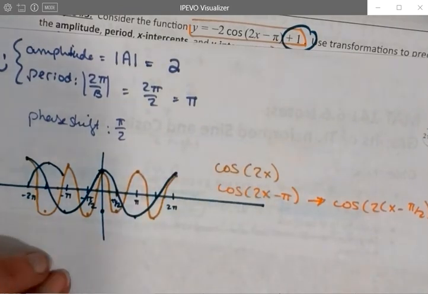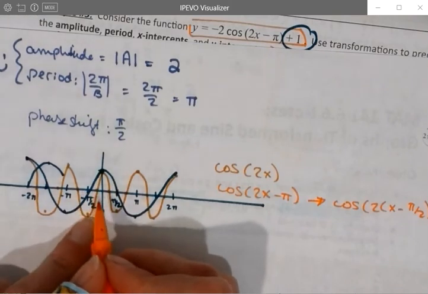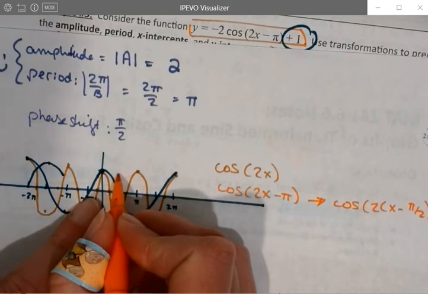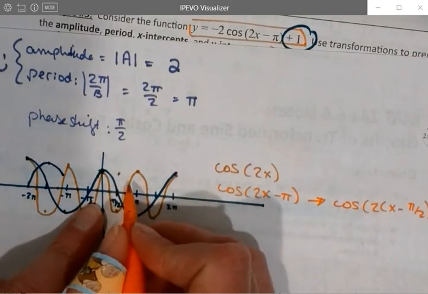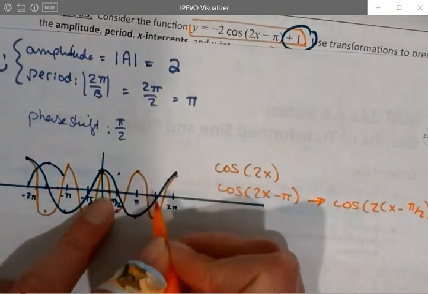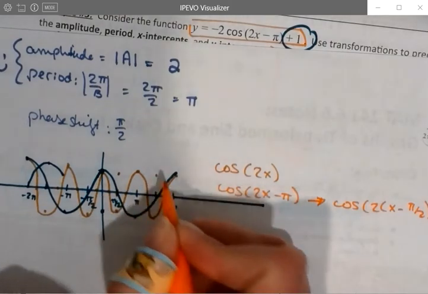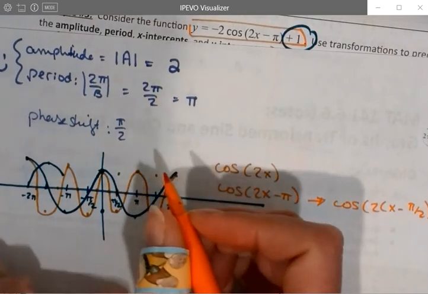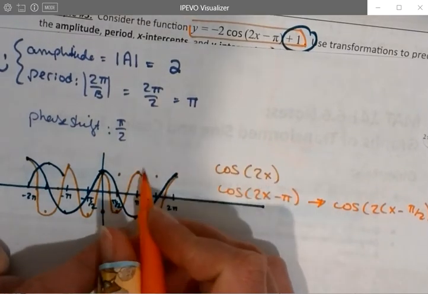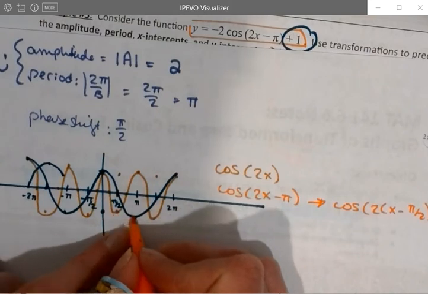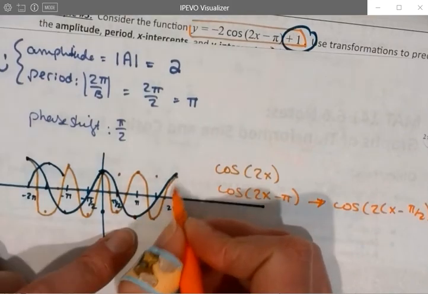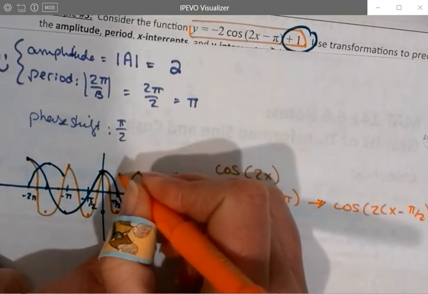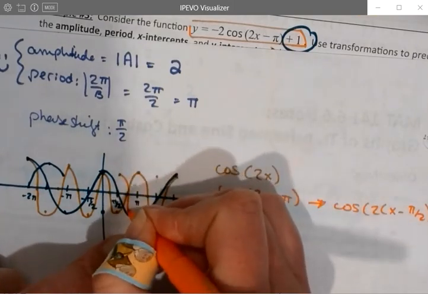So in my brownish color, I need to shift everything that far. So I'm going to go up to here. I'm going to go over each of the ticks that I drew, which was pi halves. So we're shifting these all over. And keeping, okay, so orange, keeping things in their respective right places.